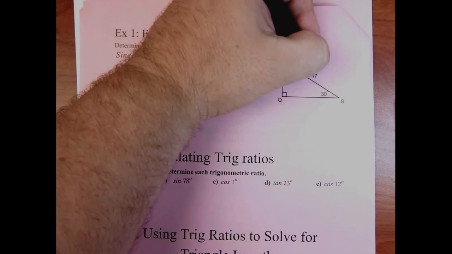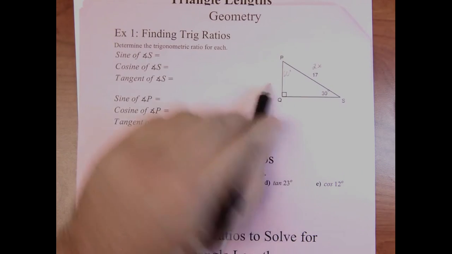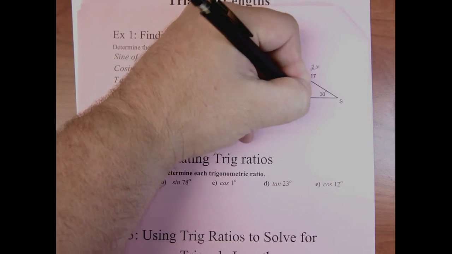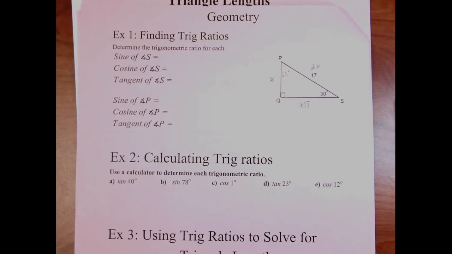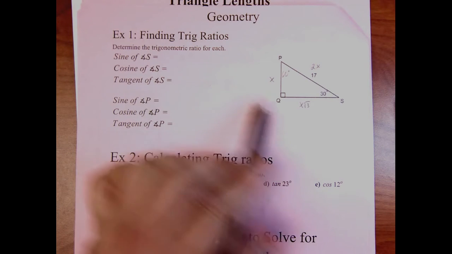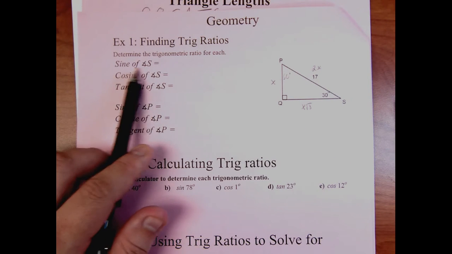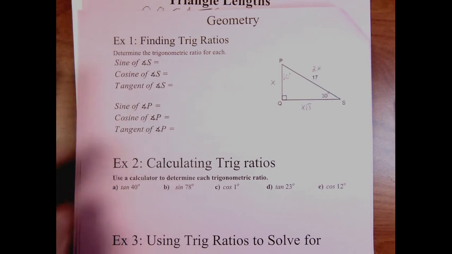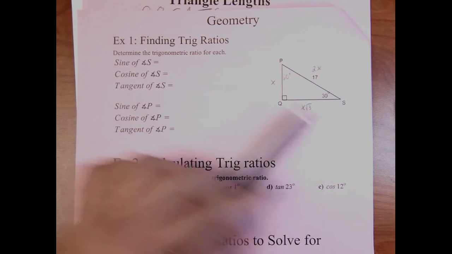This will be 2x. This is across from the 30, so this will be the x, and the side across from the 60 is x square root of 3. So these are the proportions for the sides of a special right triangle. So finding the sine of angle S should be pretty simple. I can simply set up the ratios already.